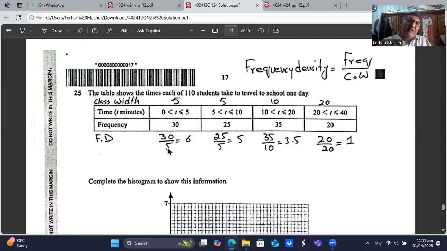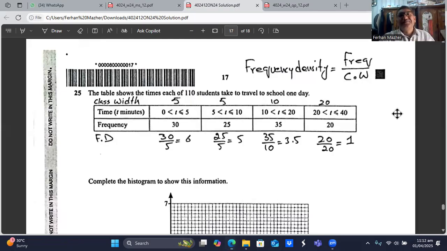So frequency divided by the class width: 30 divided by 5, that is 6. 25 divided by 5, that is 5. This is the frequency density for this class. 35 divided by 10, that's 3.5. 20 divided by 20, that is 1. So the frequency density for this class is 6. For this class it is 5. For this class, the frequency density is 3.5. For this class, the frequency density is 1. I hope you understand how we have calculated the frequency density for each class.